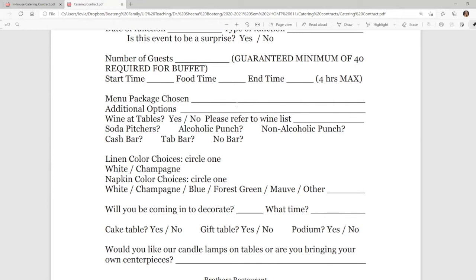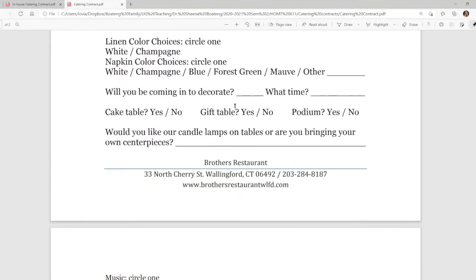And then you also have to tell them if you'll be coming in to decorate yourself and what time you'll be doing so. Otherwise, they will do the decoration for you. And then do you want a cake table? Do you want a gift table? Do you want a podium? Depending on the type of event that you're organizing. And then you also have to indicate, would you like candle lamps?